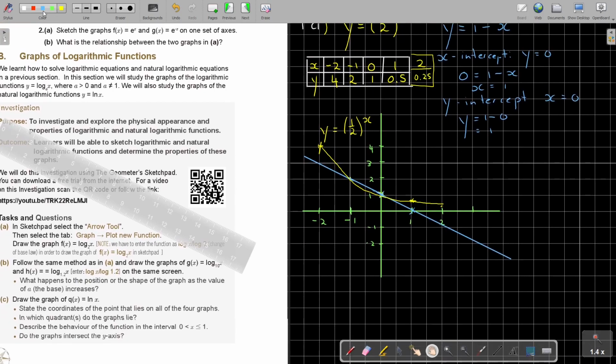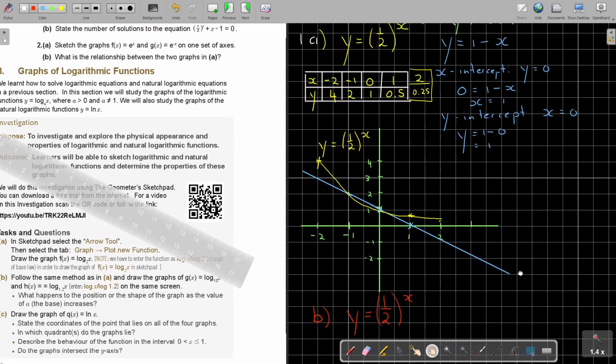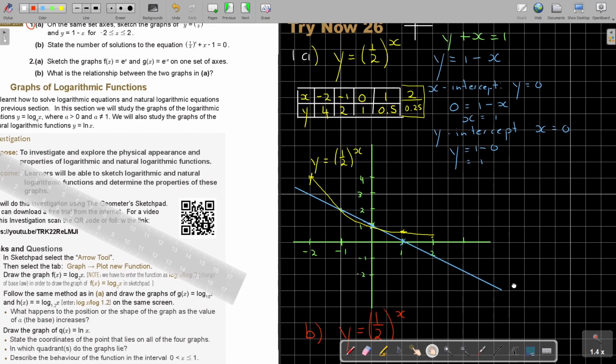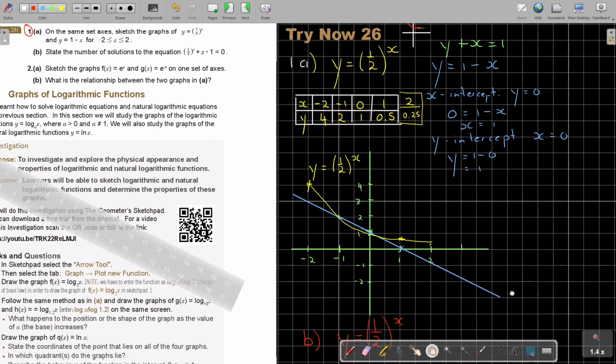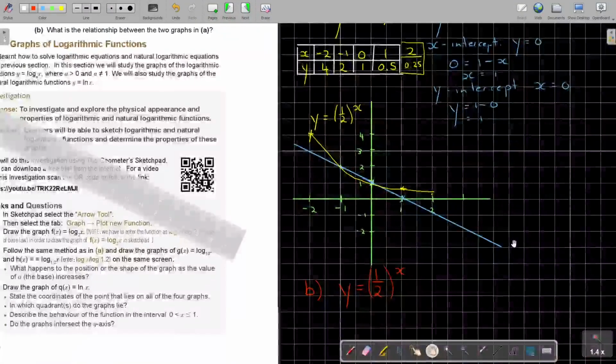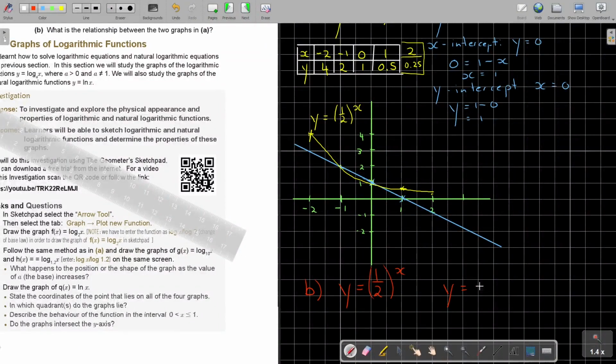State the number of solutions, and this is number B. Again, it was my 2 equations: y equals a half to the power of x, and y equals 1 minus x. And then if you substitute the one into the other one, you get 1 minus x equals a half to the power of x.